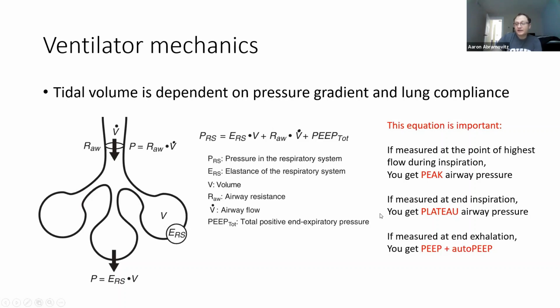If you measure it at the end of inspiration, where you have a chest full of tidal volume but no more flow, that's where you get the plateau pressure. So that's this plus this. And then finally, at end exhalation, when you have no volume in the chest and no flow, these parts go away and you should be left with just the PEEP unless there's any air trapping.